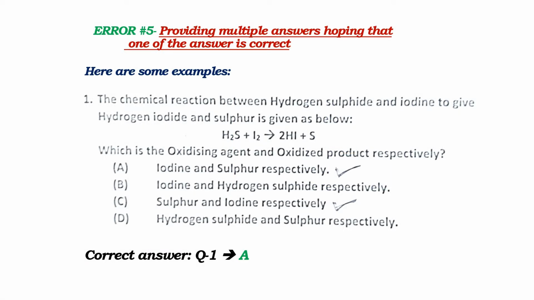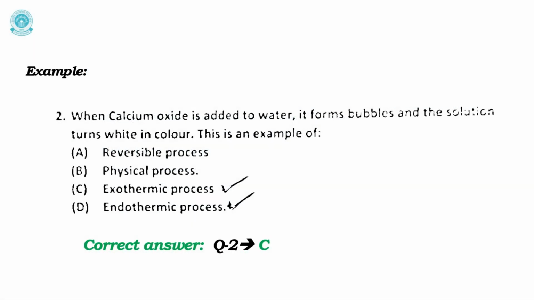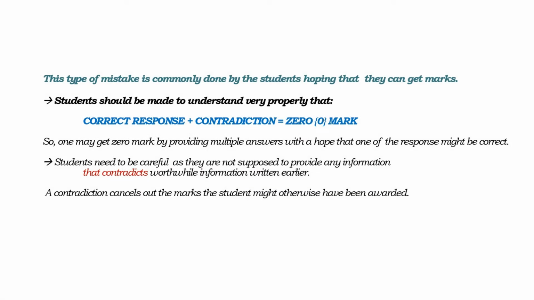Error number 5. Providing multiple answers hoping that one of the answers is correct. Here are some examples. This type of example is only observed in MCQ type questions. This is another example of a similar type of mistake committed by the students. This type of mistake is commonly done by the students hoping that they can get marks. Students should be made to understand very properly that correct response plus contradiction is equal to 0 marks.